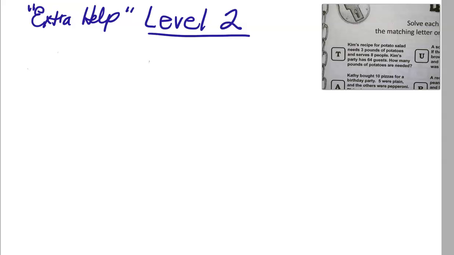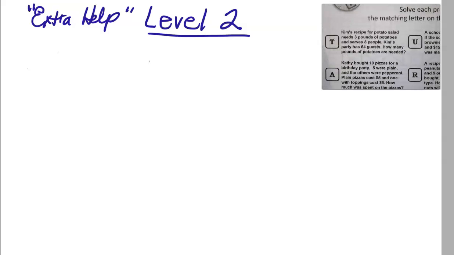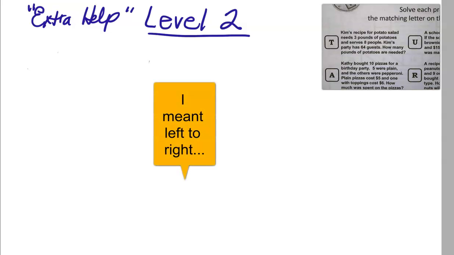Hey, these are the extra help videos for the level 2 problems for the word problems escape room activity. We're going to start with the problem T up in the upper left-hand corner, and we're going to move from right to left. You're going to solve each of these problems, and then once you get the answer, you're going to match the letter that is next to that problem to the answer on the bottom of your slide and type in that letter above the number.